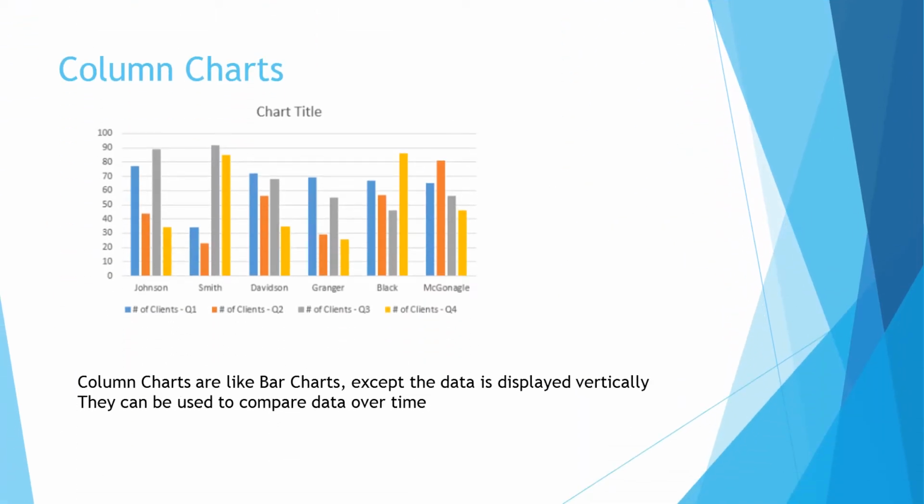Column charts are the same as bar charts. The only difference is that the data is displayed vertically. And again, you don't have a whole lot of room for your legend at the bottom.